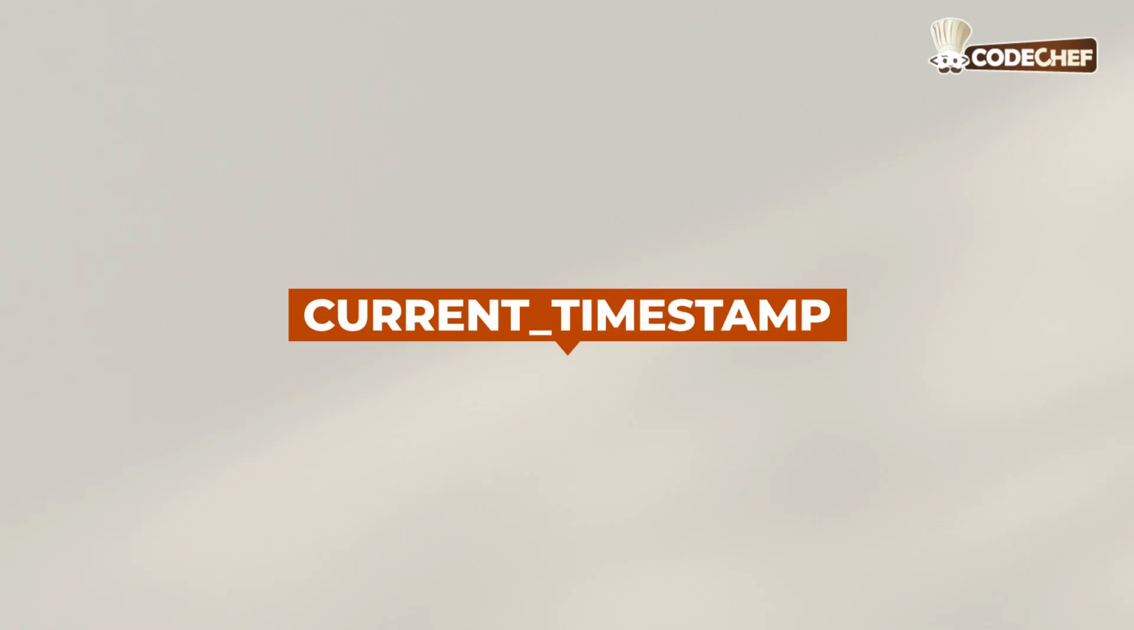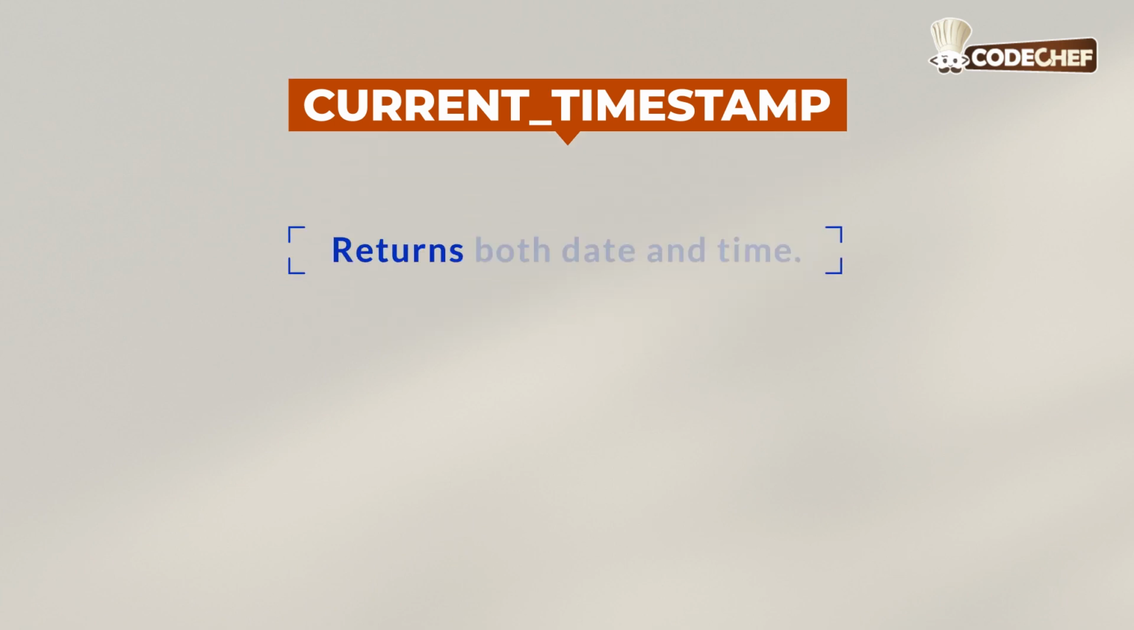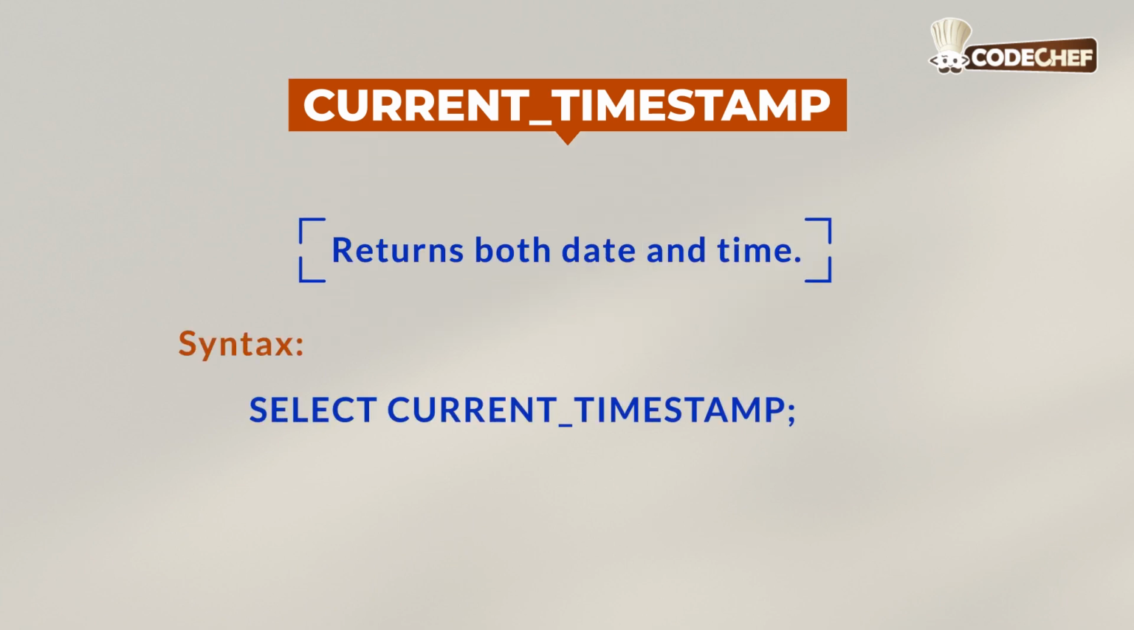Next is current_timestamp. This particular function is used to return both date and time. Its syntax is select current_timestamp semicolon.